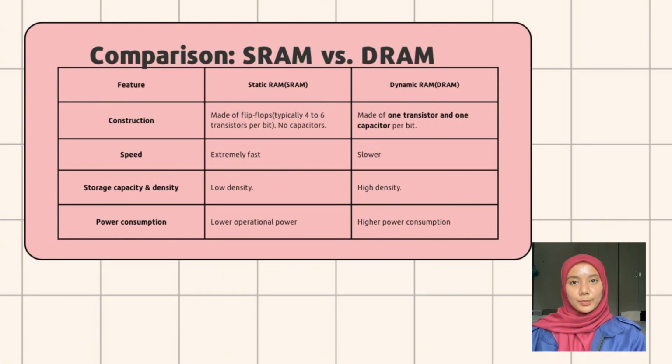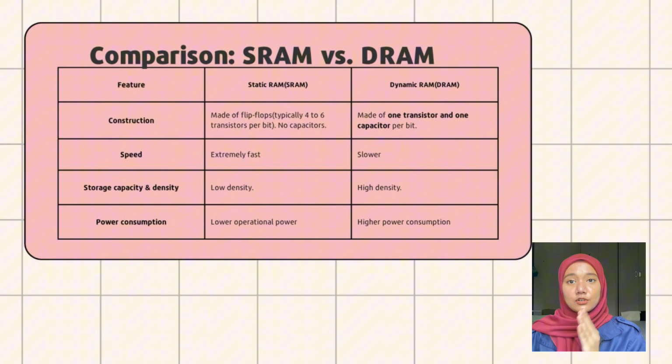Now, let us compare two primary types of semiconductor RAM, which is static RAM and dynamic RAM. We will look closely at their difference based on four key criteria, which is construction, speed, storage capacity, and power consumption. Let's start with criteria number one, which is construction.